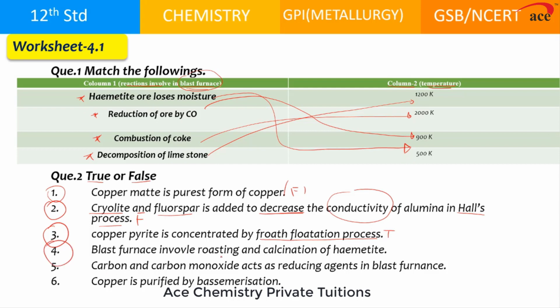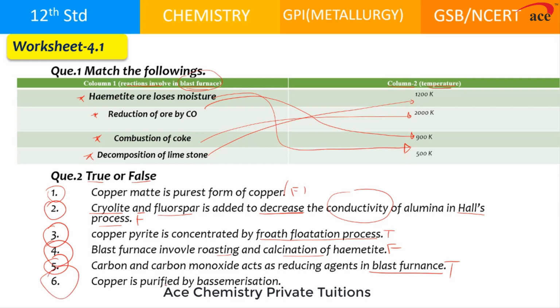Blast furnace involves roasting and calcination of hematite. No, it is false. Blast furnace involves removal of gangue in the form of flux, and also reduction of iron oxide. Fifth, carbon and carbon monoxide act as reducing agents in the blast furnace. Yes, it is a true statement.